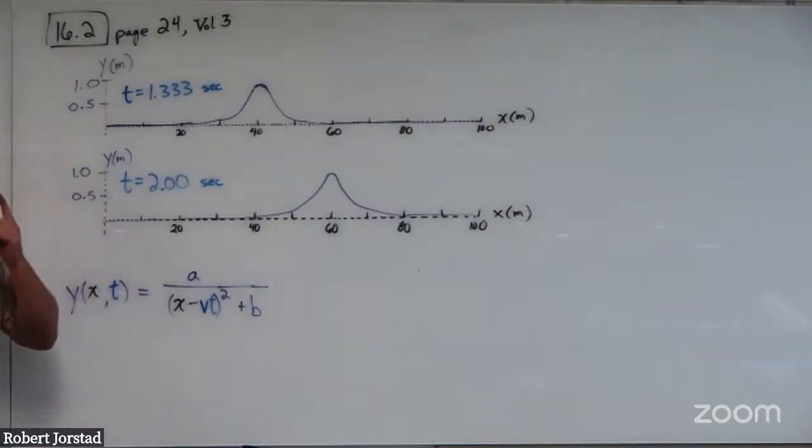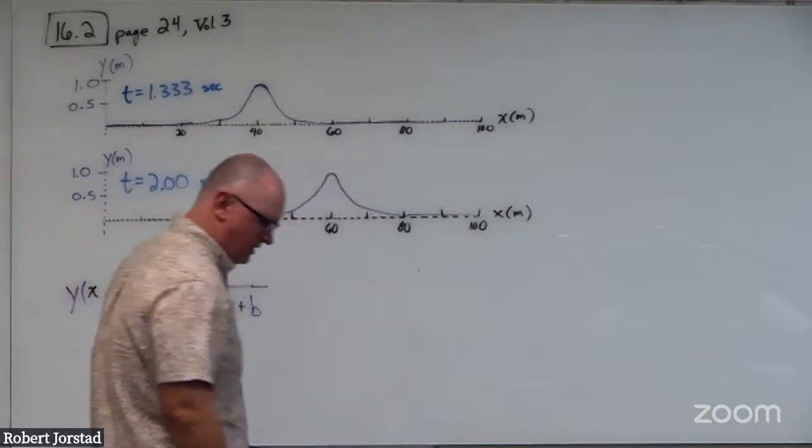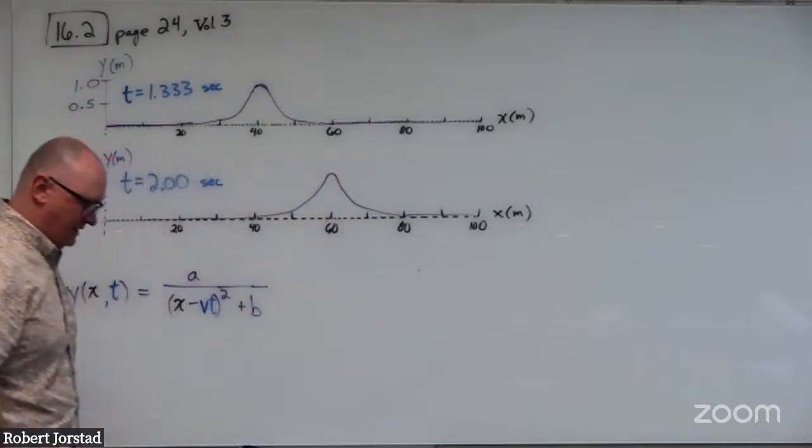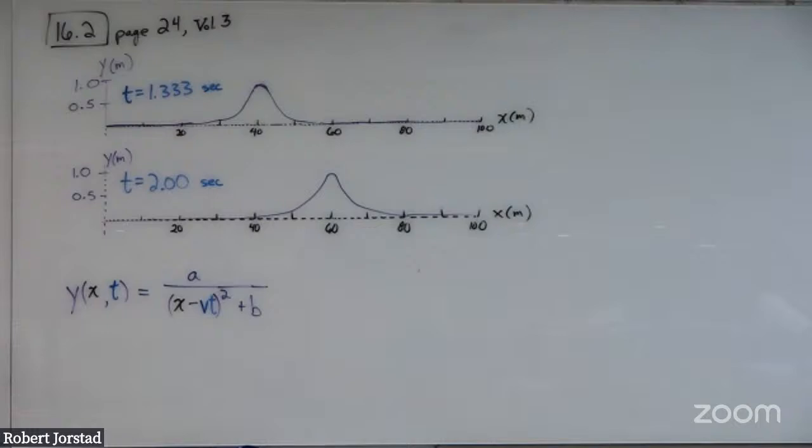We could talk about more realistic ones in another video. But in this case, what are we supposed to figure out? The units on A and B and the speed of this wave pulse. All right, so in this case, let's start with the units of A and B.